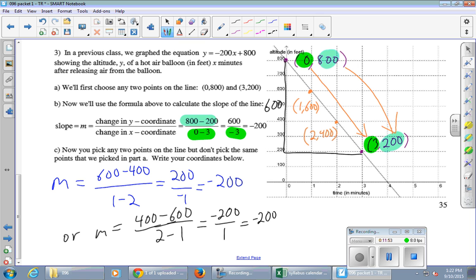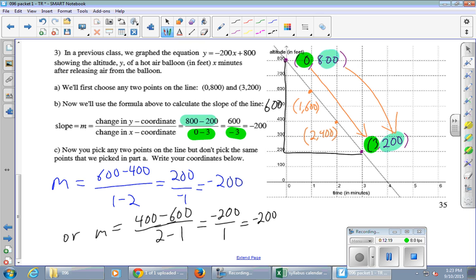I know that's -200. But just as well, you could subtract in the other order. You could decide, I'm doing 400 minus 600. Perfectly fine. I've written that in black. But if you do 400 minus 600 upstairs, what must you do downstairs? 2 minus 1. Upstairs now is -200. That's different. It used to be +200. Downstairs is now a +1. How much is -200 over 1?